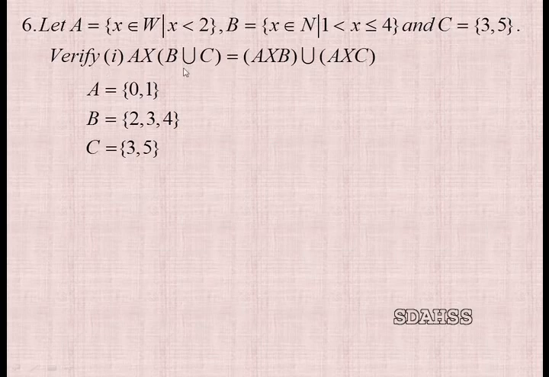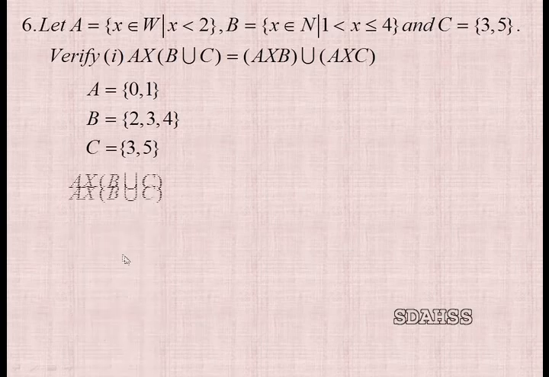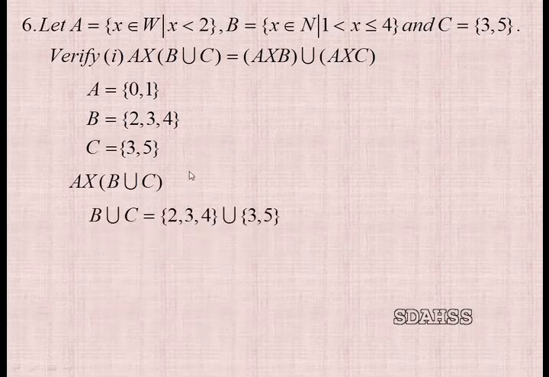Now we want to verify A cross (B union C) is equal to (A cross B) union (A cross C). First in LHS, first we want to find B union C. B union C is equal to, here the set B is {2, 3, 4}, union set C is {3, 5}. Now you compare both the sets. First you write the common elements and then you have to write the remaining elements. Union means combine all the elements. Write all the elements in both the sets. So the elements are 2, 3, 4, 5.